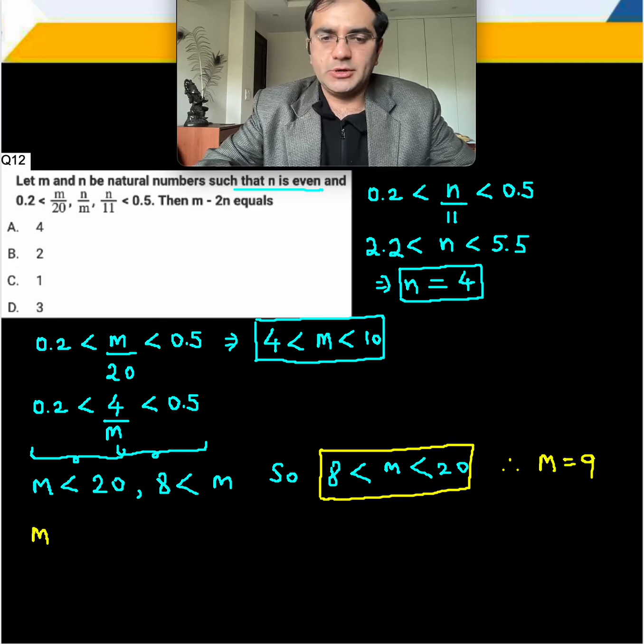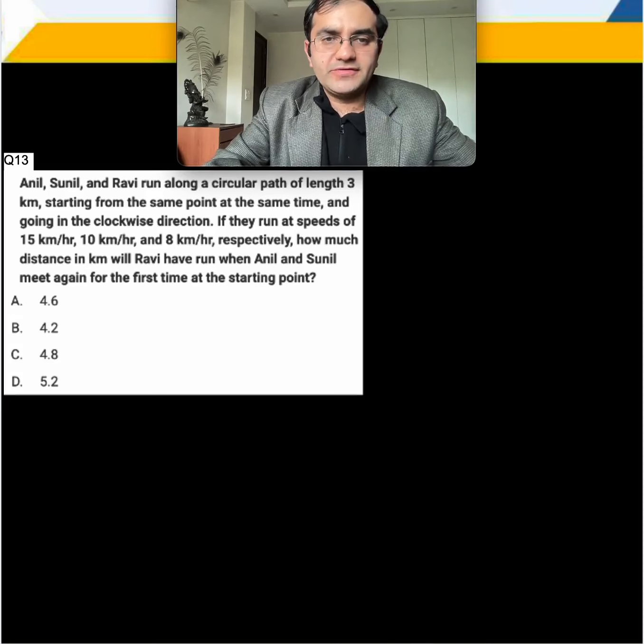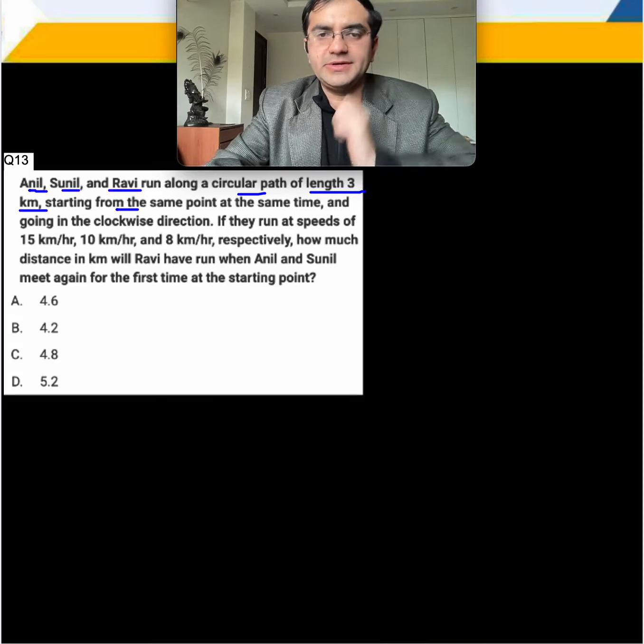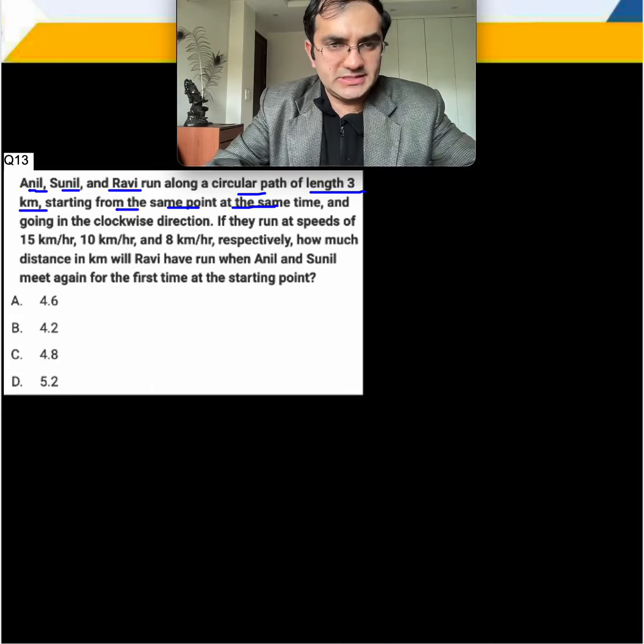Yeah. Question based upon TSD. You have 3 people, A, S and R, running along a circular track of length 3 kilometers. They start from the same point at the same time. They are all going clockwise. Their speeds are 15, 10 and 8 kilometers per hour. How much distance in kilometers will R have run when A and S meet again for the first time at the starting point? I know for 2 people on a circular track, how to find out when they will meet again for the first time at the starting point.